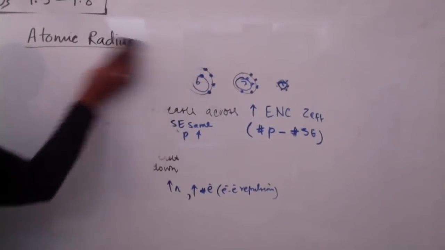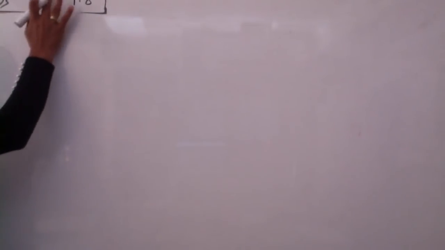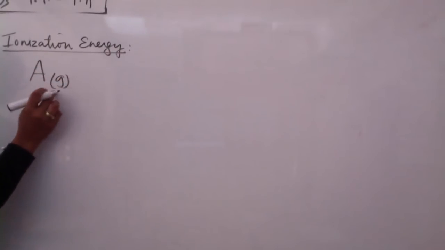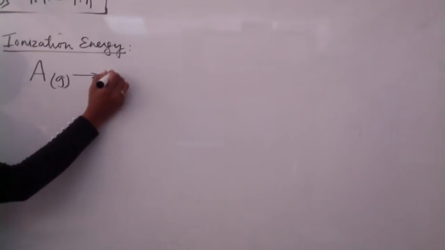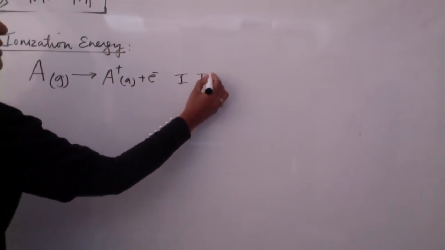So now let's move on to ionization energy, which is our second trend. Ionization energy is the amount of energy required to remove the outermost electron in its gaseous state. It has to be in gaseous state. So for an atom, you have to write that (g). It has significance. And whatever energy is required to remove that first electron is called first ionization energy.